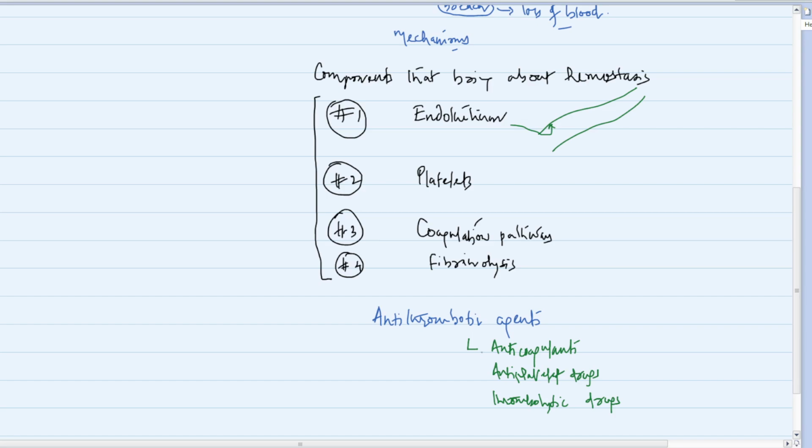In terms of our discussion, we'll be first considering the antiplatelet drugs, and then we'll be looking at the anticoagulants, and then last but not the least, we'll be talking about the thrombolytic agents. So underlying an understanding of these agents is an understanding of the components that bring about hemostasis. And as I said, that is the bulk of this first lecture.